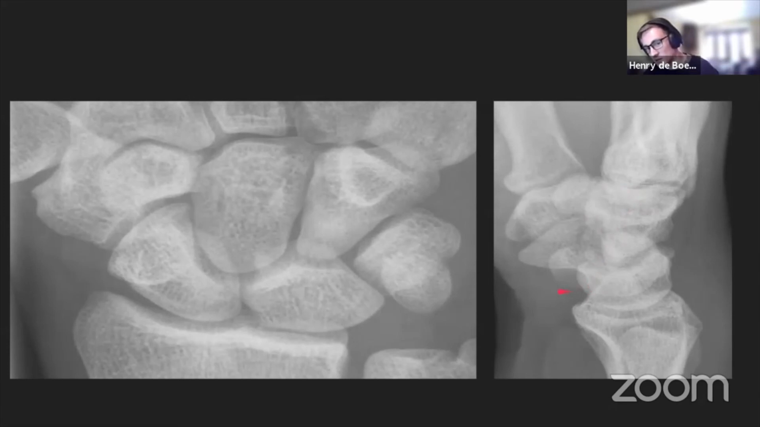When we do a lateral radiograph, the pisiform, which is here, should be projected over the middle of the scaphoid. So it's not quite centered properly, but that capitate is here, sitting on the lunate, on the radius. So yeah, normal.